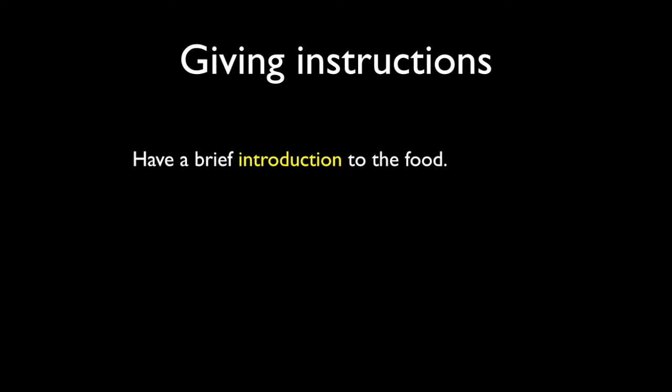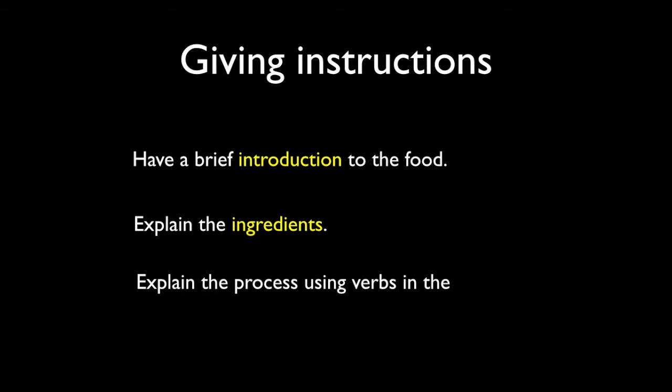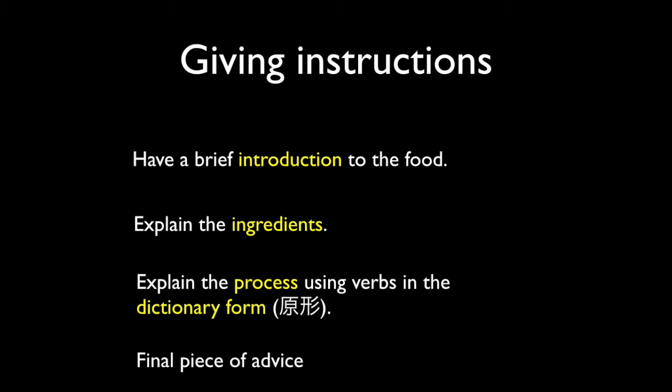Next, explain the ingredients. After this, move on to the process of how to cook that food. As we'll see later, the way we use verbs in this section is very important. Finally, as always, we want to have a conclusion. This is where we can give the last piece of advice for the reader. Now let's see how these points are used in this week's text.